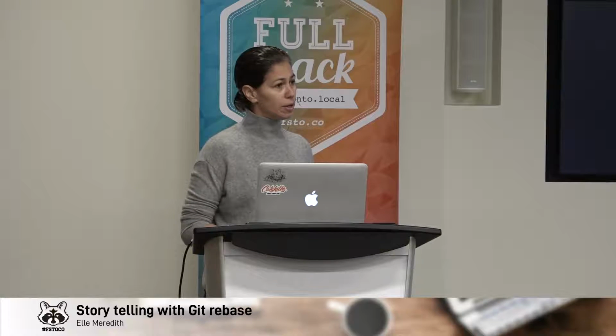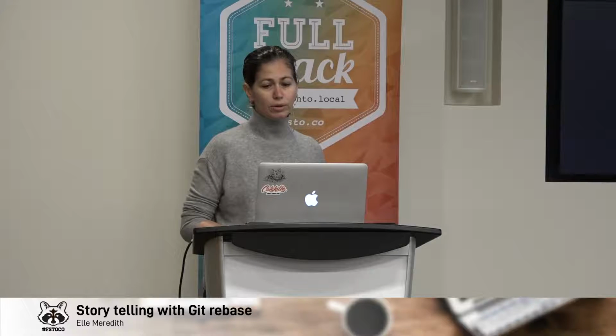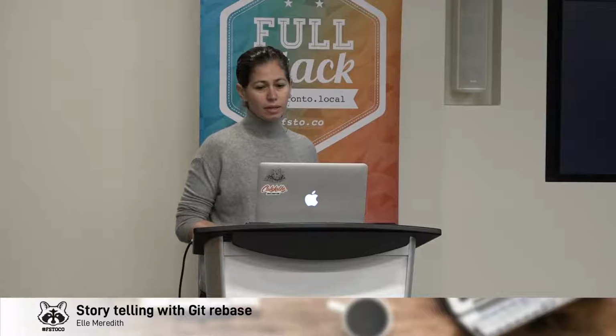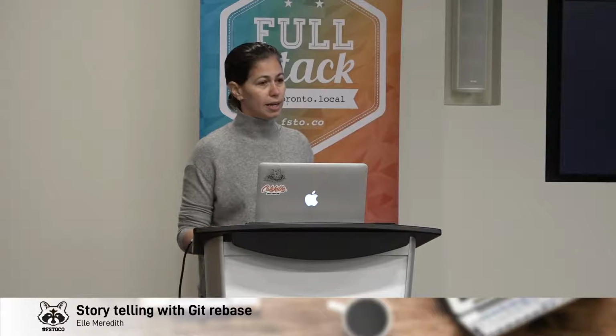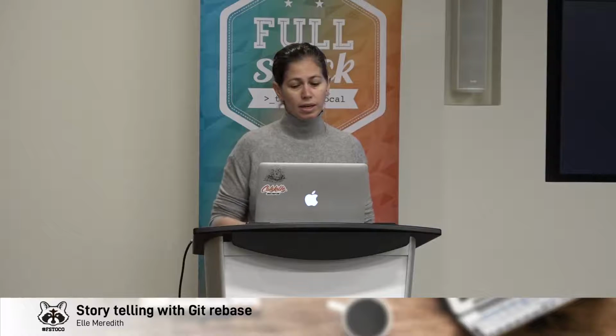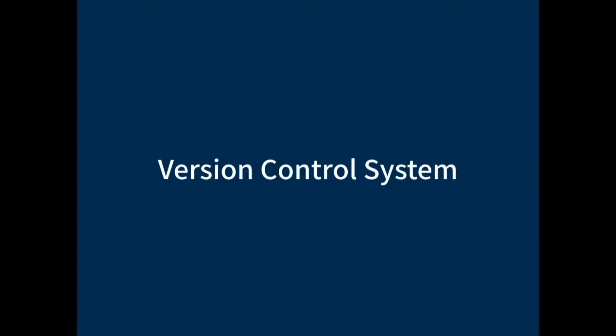We consider our code architecture and the design that we use. We write automated tests, which act as documentation to our code, and all those help communicate our intent in our programs. There is another tool to help us communicate what our intent is, and this is a version control system, and in this talk I'm going to use Git.